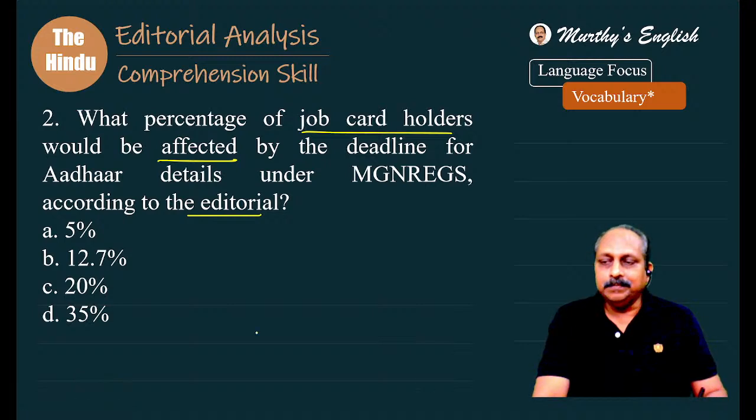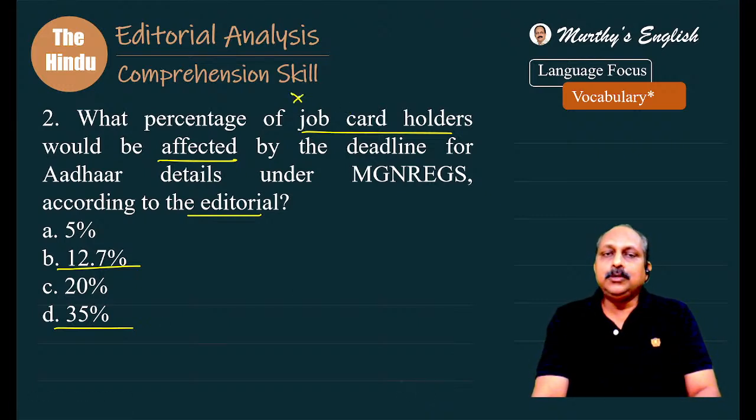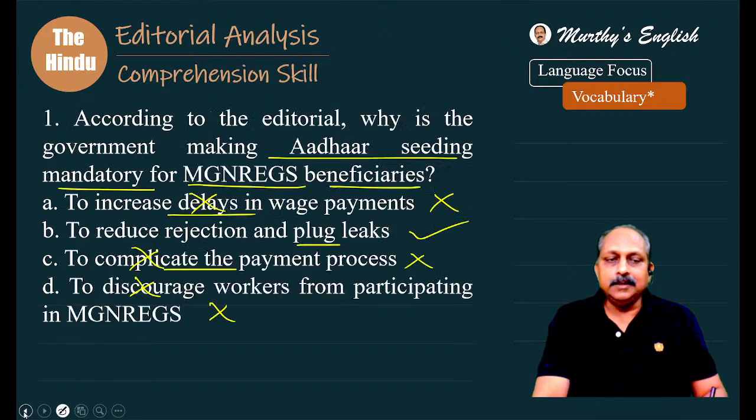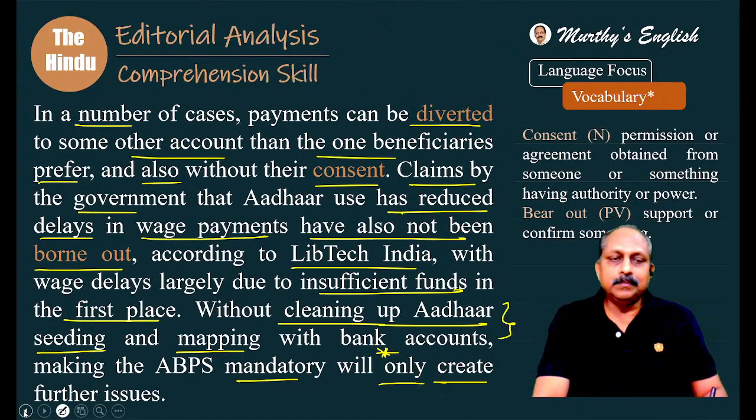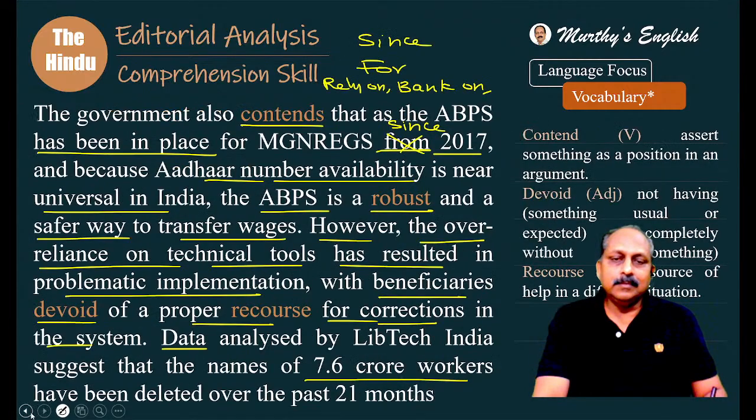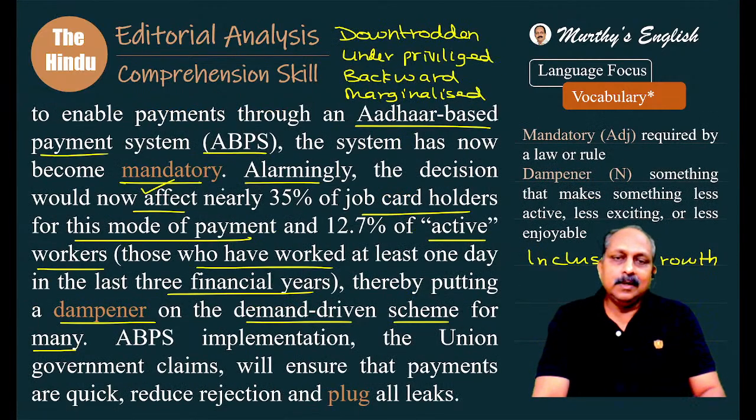Look at it carefully. Go back and check. Some students say 12.7%, some say 35%. I think it is 35% because here it talks about job card holders. Let us check why. 35% of job card holders for this mode of payment. So what is the answer?